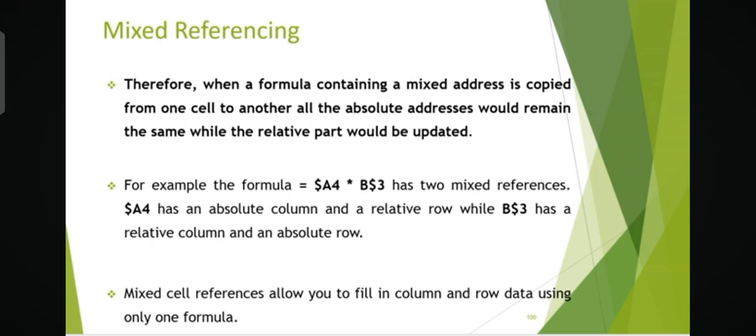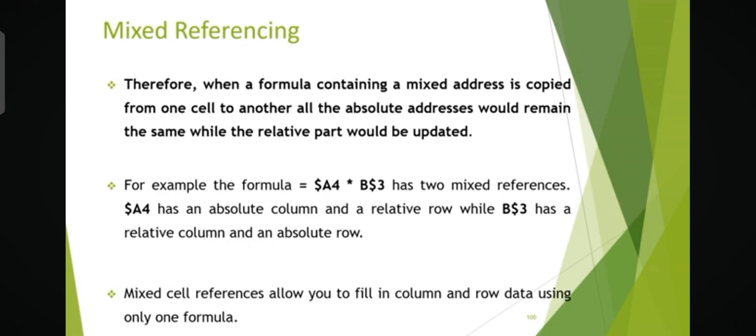So, for example, the formula $A4 multiplied by B$3 has two mixed cell references. The $A4 has an absolute column, right? The column has been locked, and a relative row because the 4 is not locked. While the B$3 has the column relative, and then the row absolutely locked. Okay. All right.